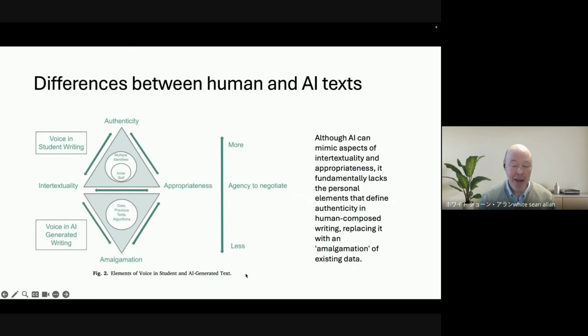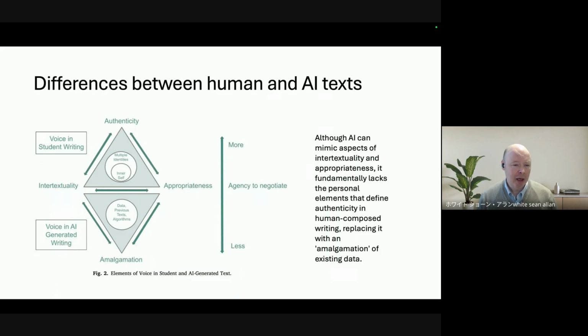But the key point here is that although AI can mimic aspects of intertextuality and appropriateness, although qualitatively it is different, it fundamentally lacks the personal elements that define authenticity in human-composed writing, right? Where we have authenticity in human writing, in AI it's going to be an amalgamation, some sort of statistical average. As a result, it does lack the kind of human voice we often expect in writing, right?